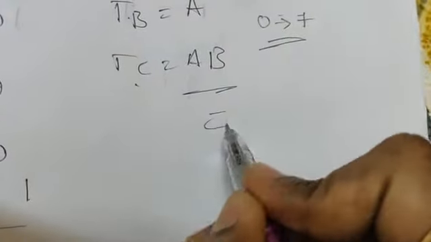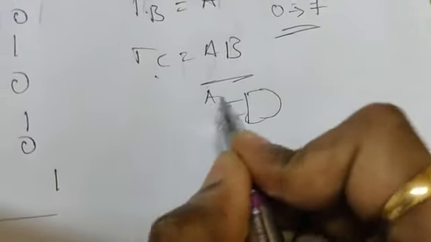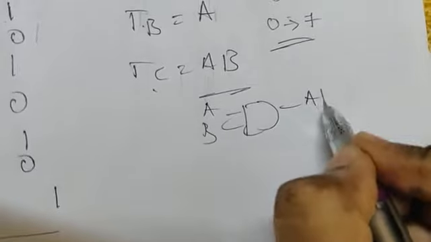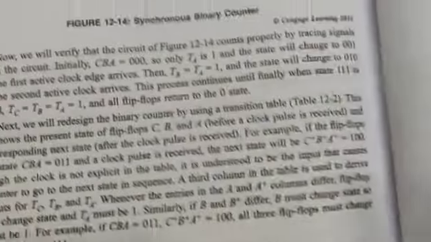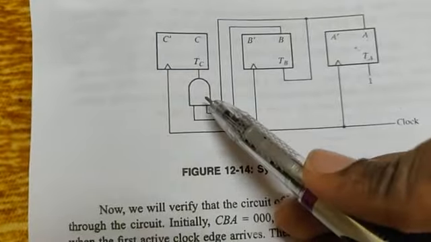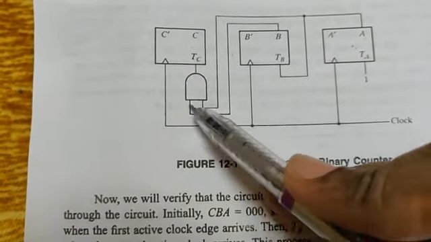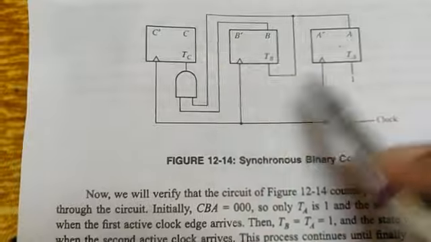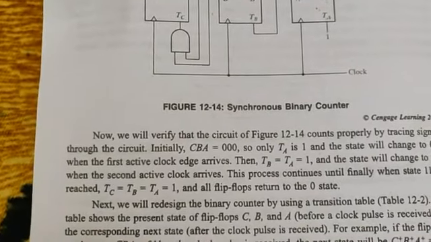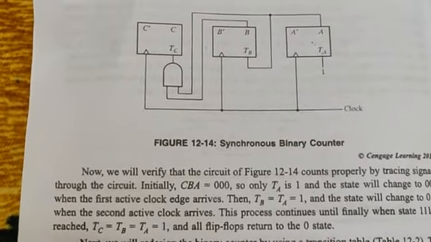Okay. Similarly, TC is equal to AB. TC is equal to AB means you are supposed to use an AND gate. This is A, this is B. The output will be AB like this. So AND gate, one input is from A, another input is from B. So this is connected to TC. This is how you are supposed to construct a synchronous binary counter by using T flip-flops.